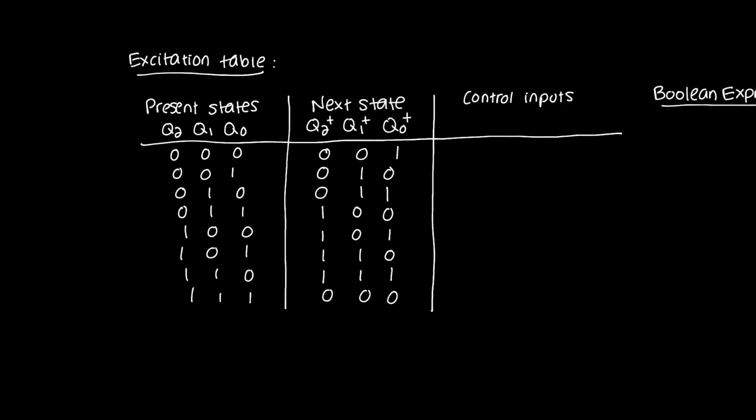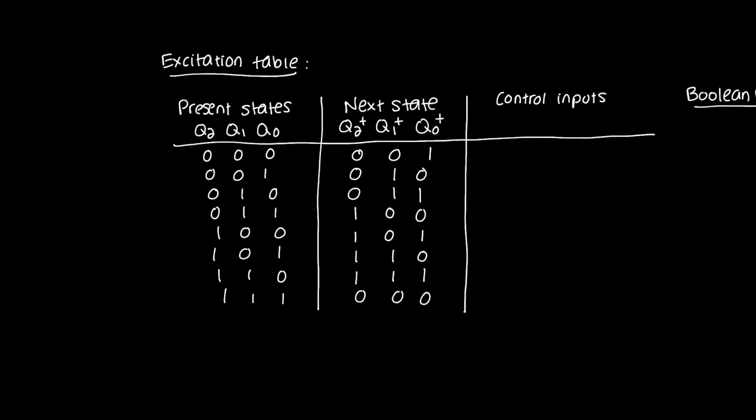What does change is the excitation table. So the control inputs are different because now I'm using different flip-flops. I'm using JK flip-flops instead of D flip-flops. So I have 6 control inputs now, and they are J2, K2, J1, K1, and J0 and K0. So 2 control inputs for every flip-flop.